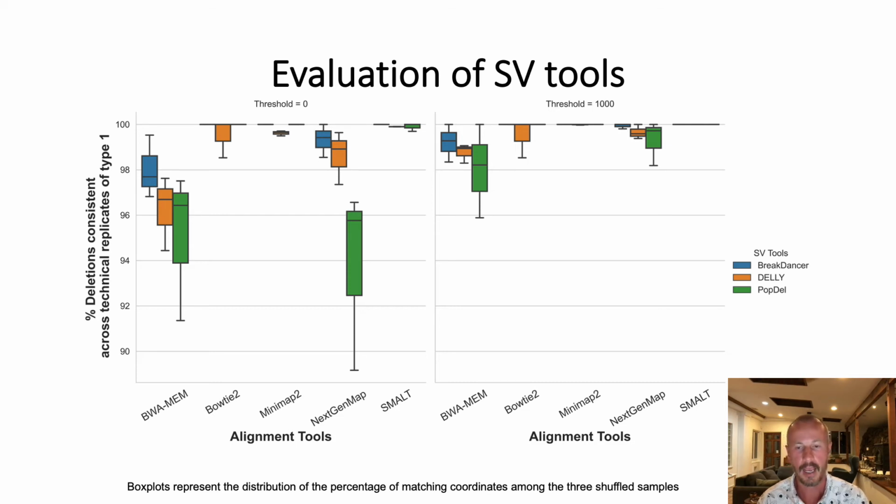And just to clarify what you see on the left, that's threshold 0, meaning that we require identical boundaries of the deletion in the original data and the altered data, and then threshold 1000, where we allow 1000 differences between the boundaries in the original data versus the boundaries in the altered data.